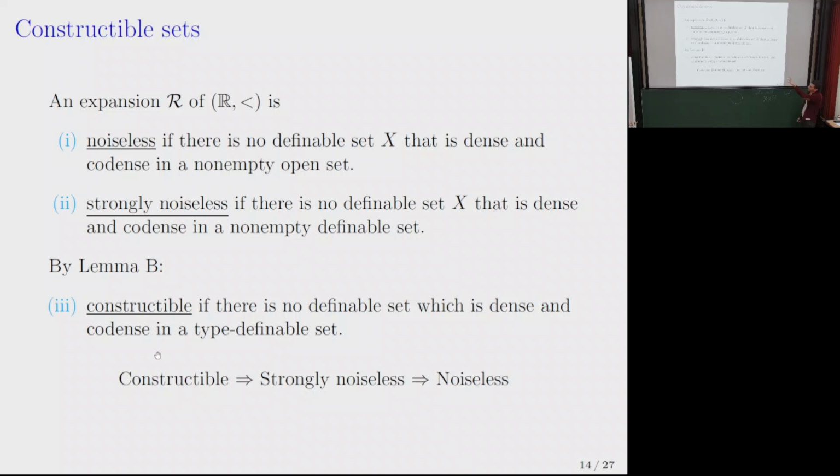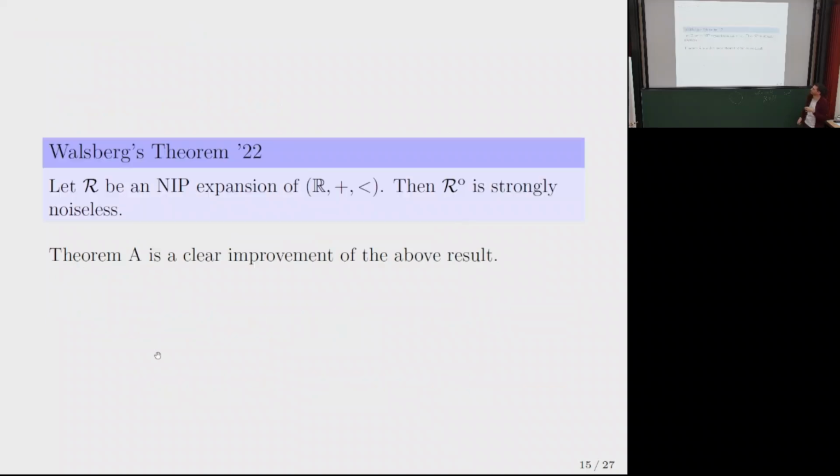In fact, these definitions are really very, very connected, and this theorem A actually came from another theorem that was proved in 2022 by Eric that says if R is an NIP expansion of the real ordered group, then the open core is strongly noiseless. This is what we were discussing in Fields, Philip and I, in 2022, thinking about how to maybe streamline Eric's proof, and it's from this effort that this theorem came.